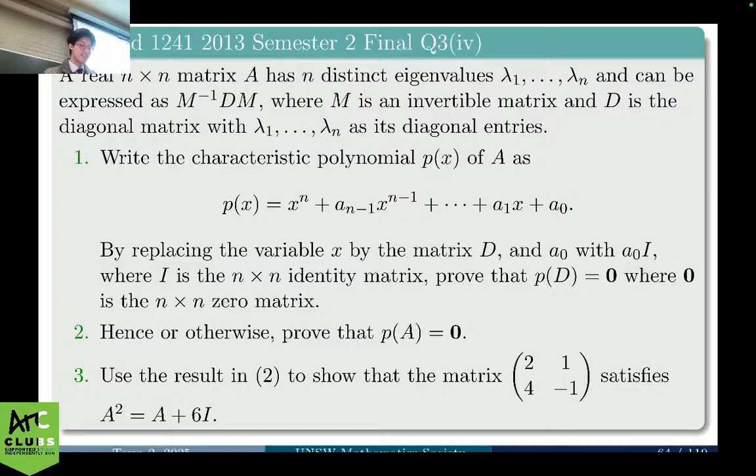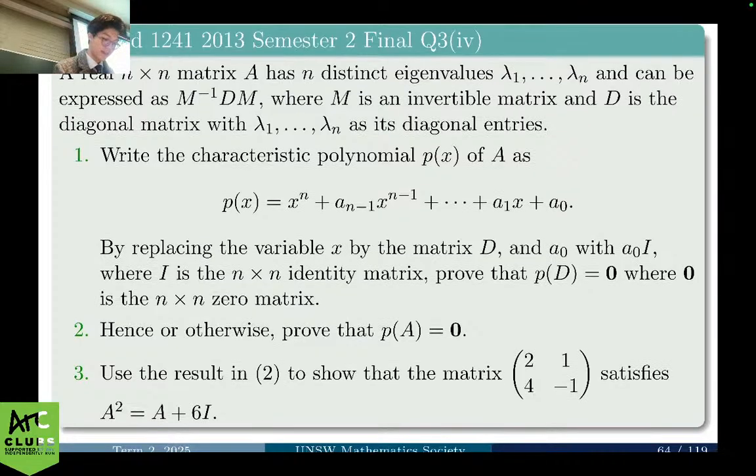So first, it asks us to write the characteristic polynomial p(x) of A as p(x) equals x^n plus a_{n-1} x^{n-1}, and so on. And then it asks us to replace the variable x with the matrix D. So it's actually inputting the matrix D into the polynomial. And for it to be a proper matrix, we can't just leave a constant here, so we replace a_0 with a_0 times the identity matrix. And so we want to first prove that p(D) equals 0, the 0 matrix.